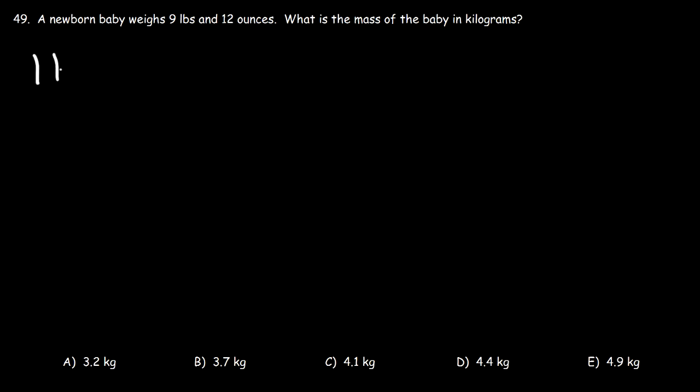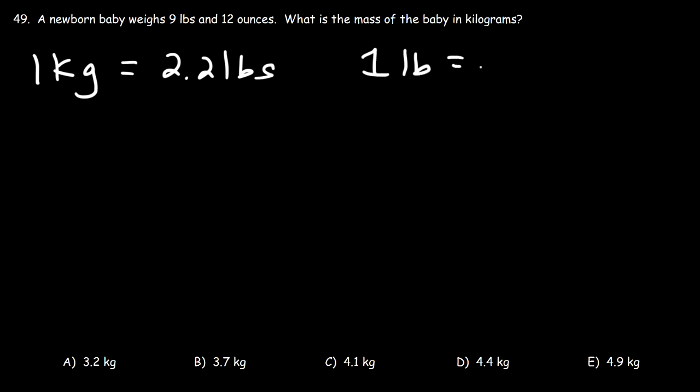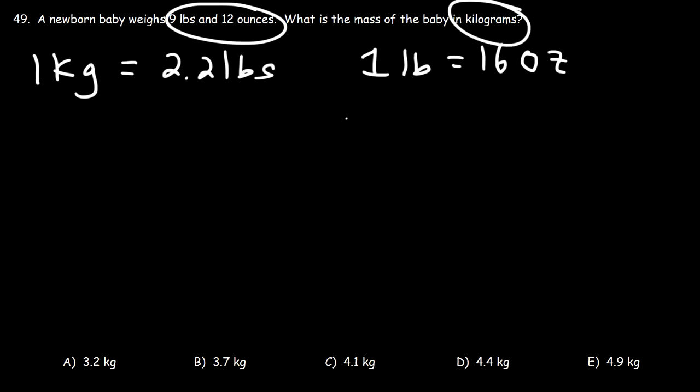So you need to know that 1 kilogram is equal to 2.2 pounds. And you also need to know that in 1 pound, there are 16 ounces. So here we have 2 units, and now we need to convert it to 1. So what should we do? First, it's best if we convert this into a single unit. So let's begin by converting 12 ounces into pounds.